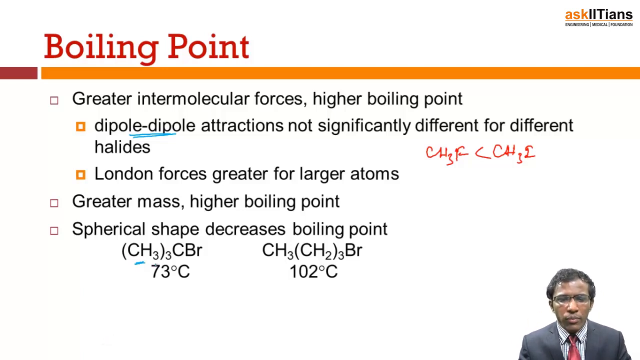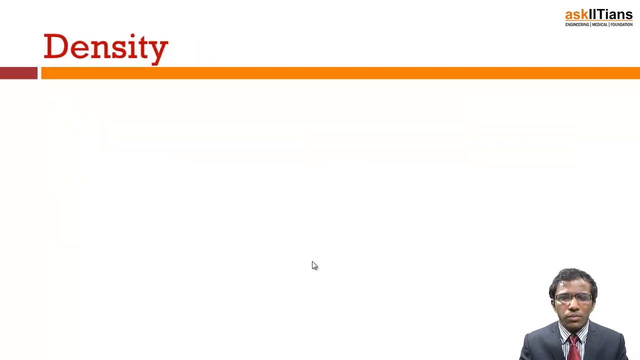This is the tertiary butyl bromide, which has more branches, so it is a very compact structure. That's why its surface area is less, so its boiling point is less. But here its boiling point is around 30 degrees greater as compared to this one, because it is occupying more surface area and there are more interactions. So boiling point is proportional to molecular weight, and if molecular weight is the same, then you have to take the surface area into account.